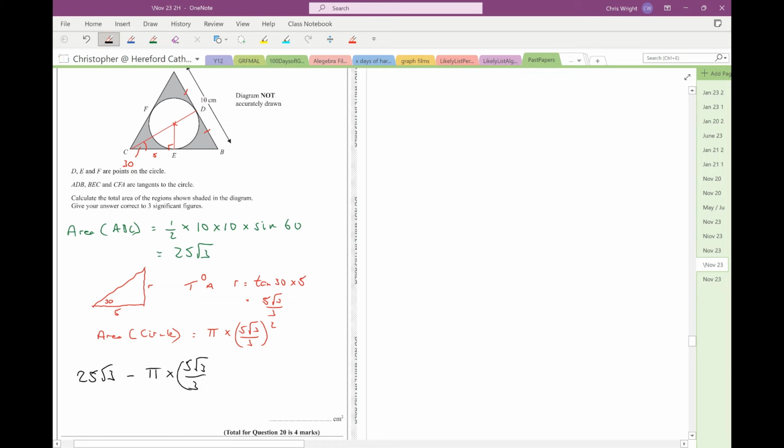Now, as I say, I'm quite sure there are other ways of doing it, so please do tell me what your method was in the comments. To 3 significant figures, I get 17.1 square centimeters. And that is my solution to question 20.